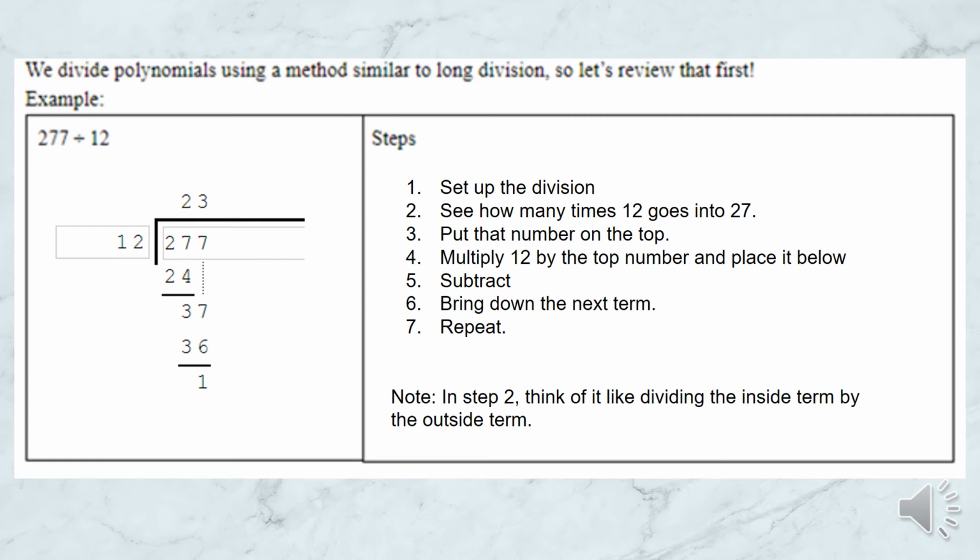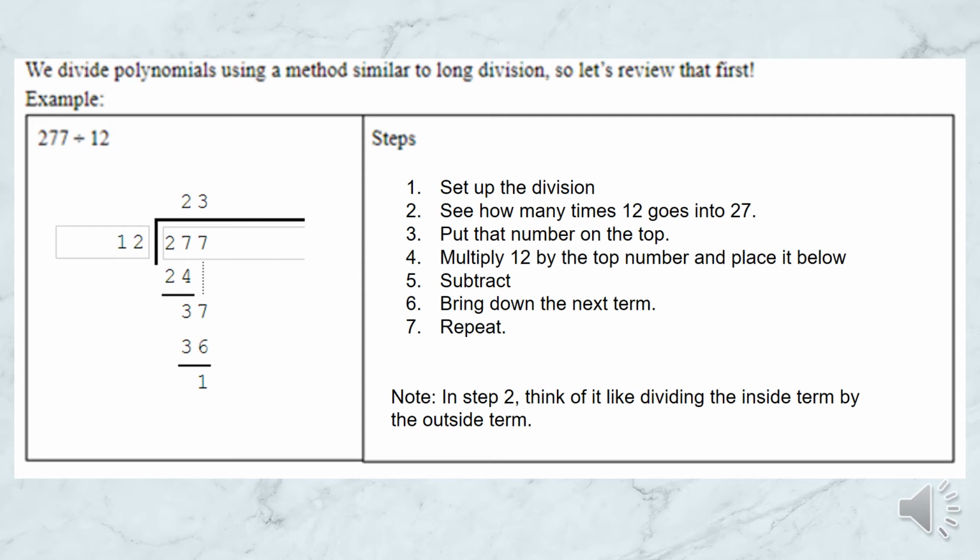We have 277 divided by 12. So first we need to set up the division. Then we need to ask how many times 12 goes into 27. And we're going to put that number in the top. Then we're going to multiply 12 by that top number and place it below. We're going to subtract, and we're going to bring down the next term and do it again.